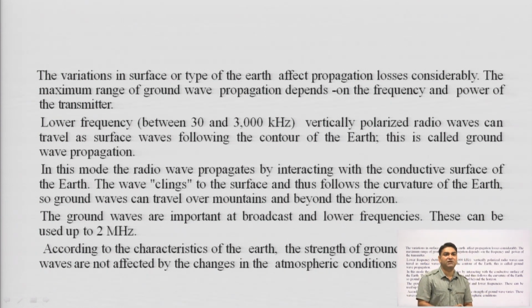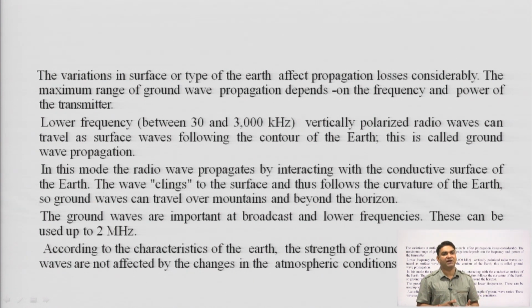At lower frequencies between 30 and 3000 kilohertz, vertically polarized radio waves can travel as surface waves following the contours of the earth, and this is called ground wave propagation. So, in this mode of radio wave propagation, the wave propagates by interacting with the conductive surface of the earth, and the wave clings to the surface and thus follows the curvature of the earth.